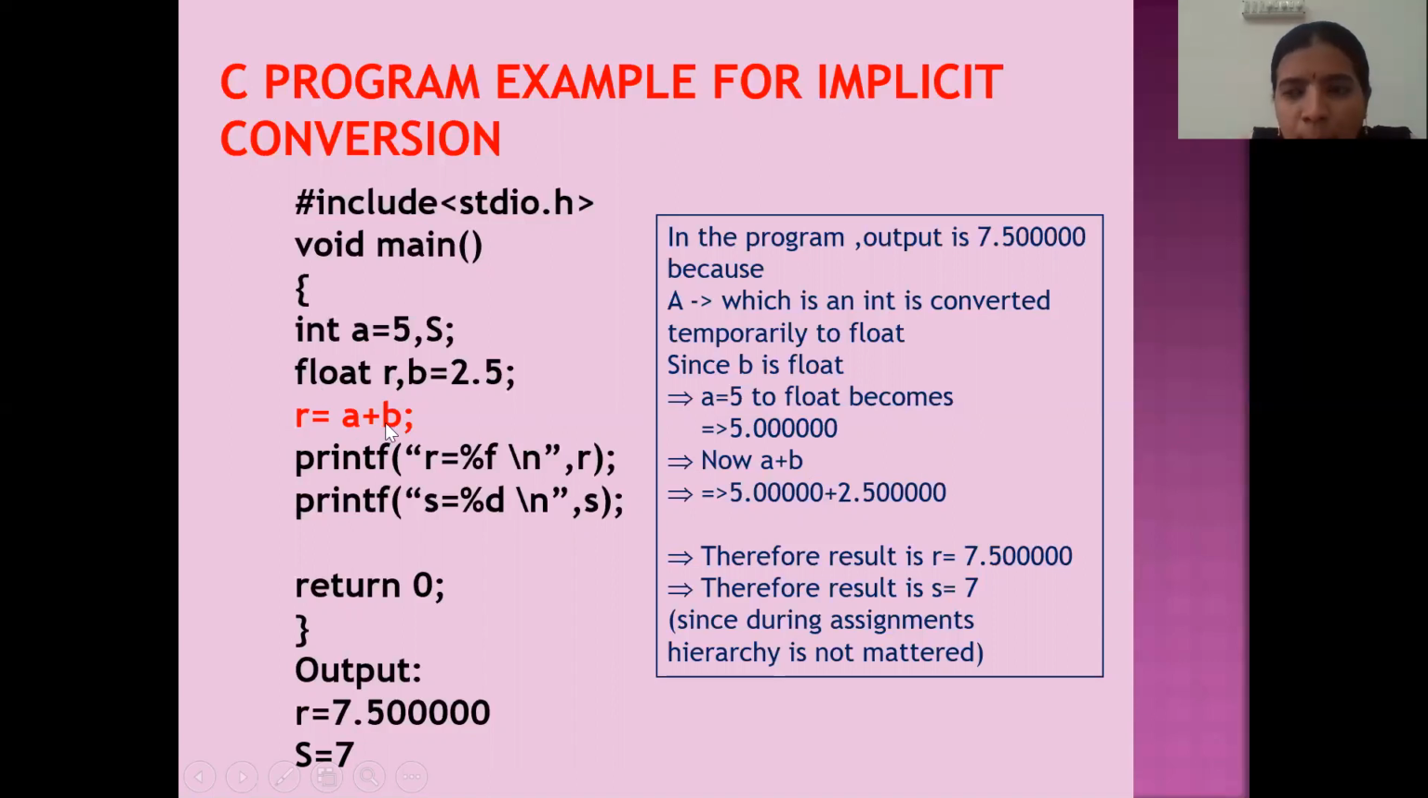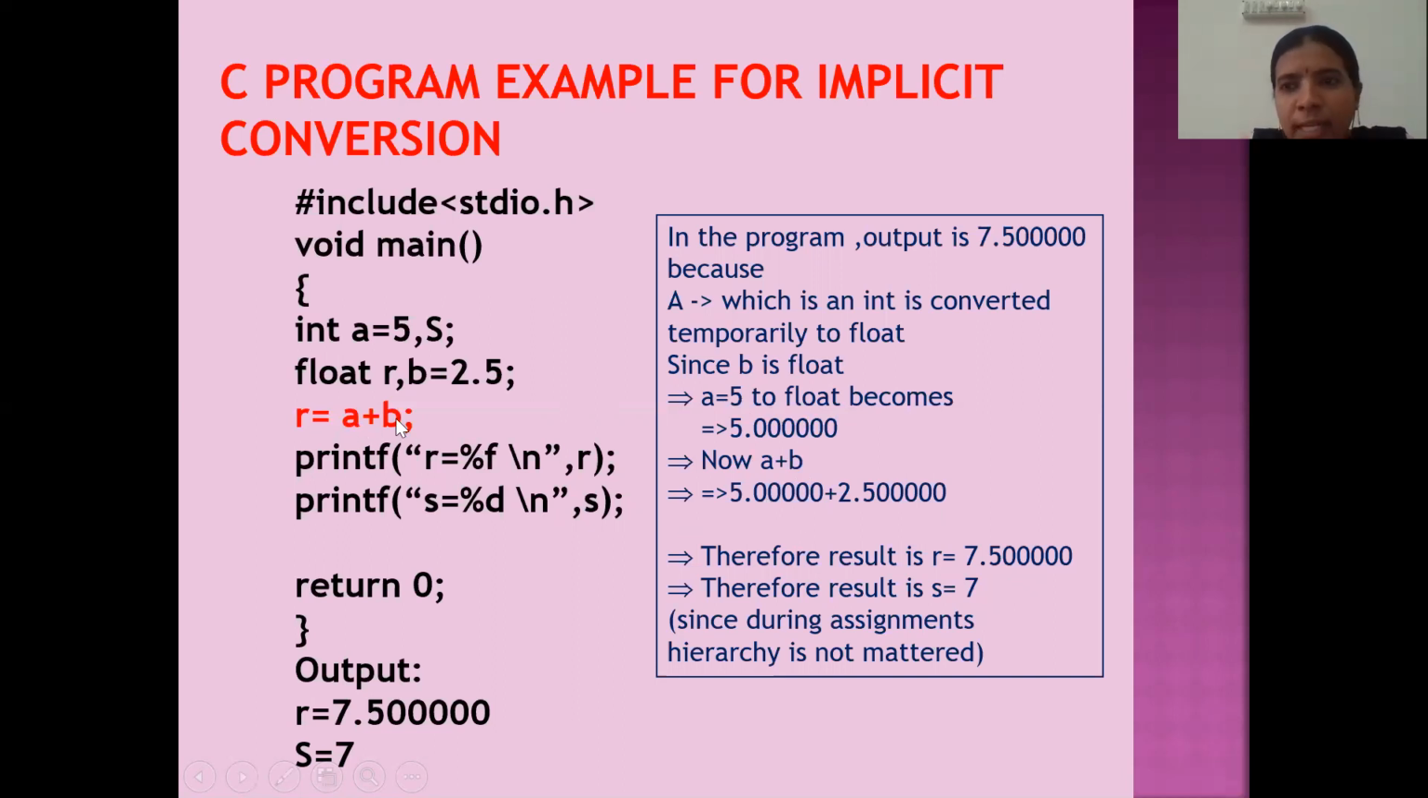So A plus B, what happens? Machine generally cannot work upon different data types. So therefore, A is a lower data type, so it is automatically converted. Check out here, A is 5. So the machine implicitly converts A, 5, to float. So therefore, it becomes 5.000. Now it performs A plus B because A became float and B is also float. So it does 5.0 plus 2.5. Now the answer is 7.5.